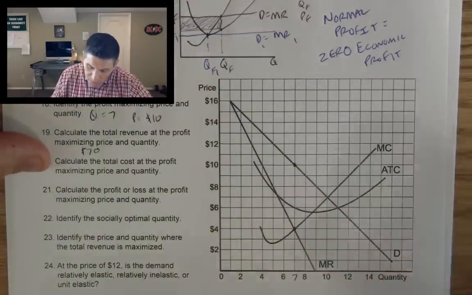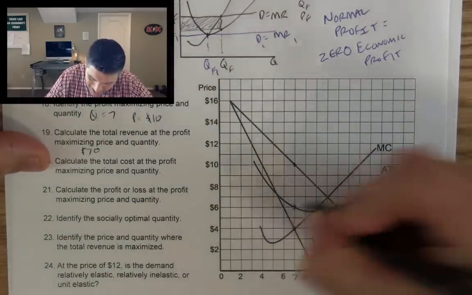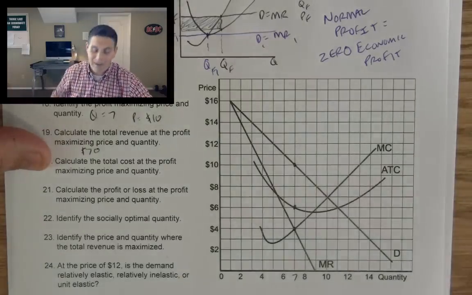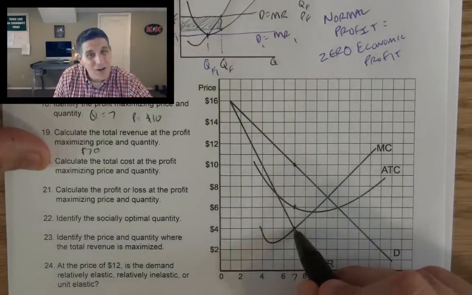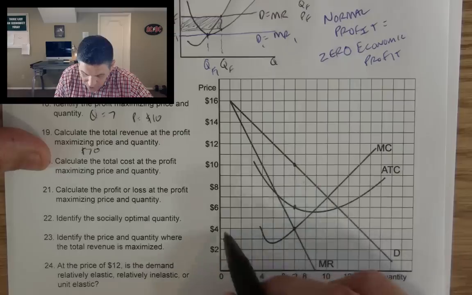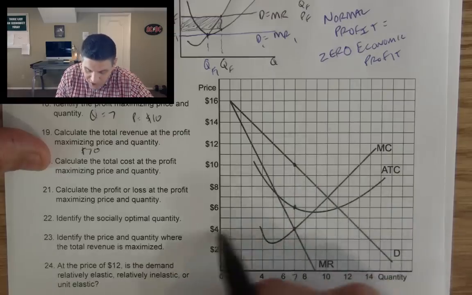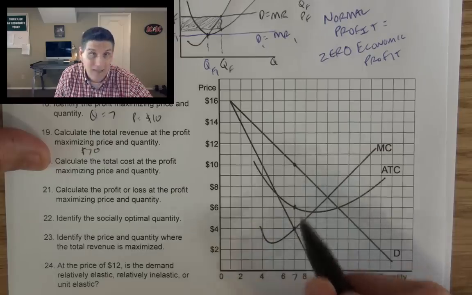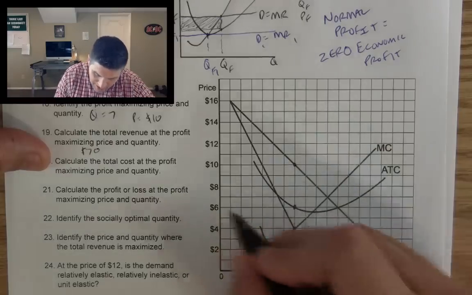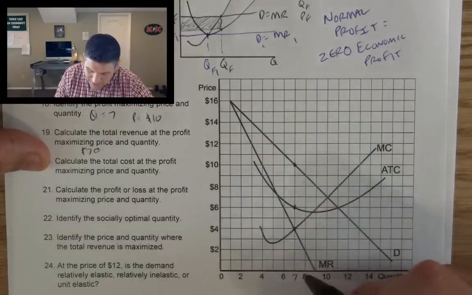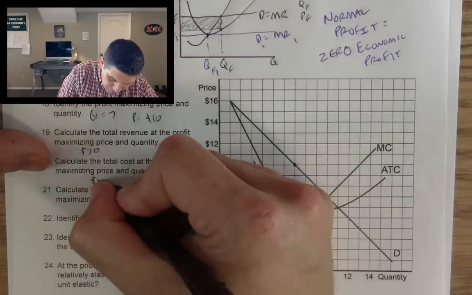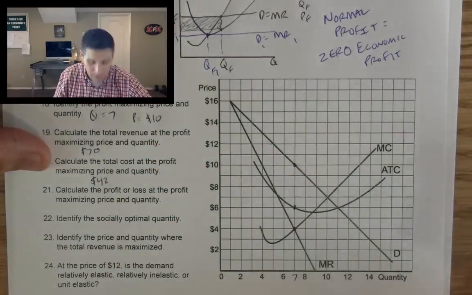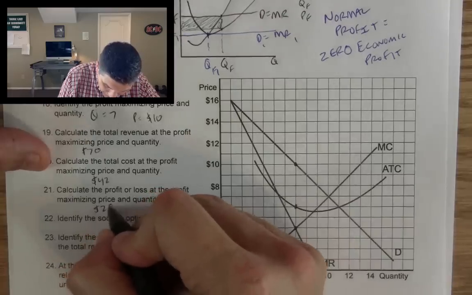The total cost: you go up from 7 to the ATC. The reason I'm bringing this up is it's easy for students to mess up. Sometimes they go, oh yeah, the marginal cost is 4. No, the average cost is 4. They get confused. You got to go up to get the ATC, not the marginal cost. So there it is, and that's 6. So 6 times 7 is 42, the total cost. And the profit is the difference between them, and that is $28.